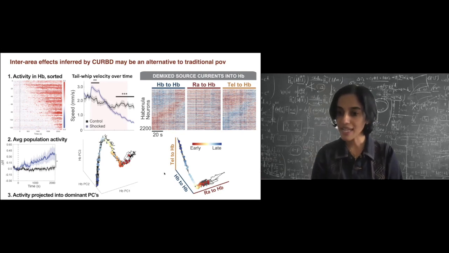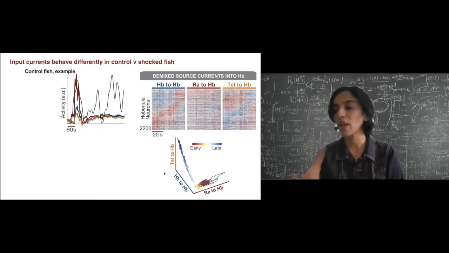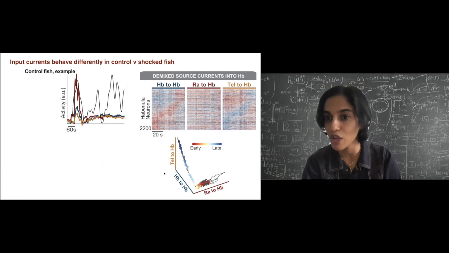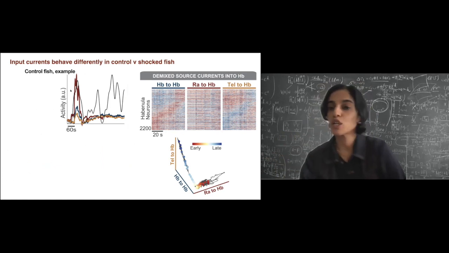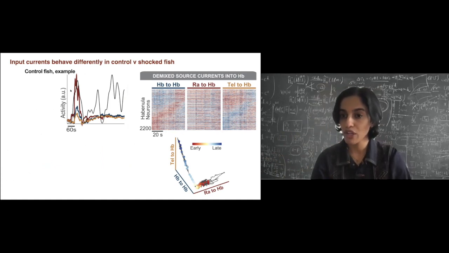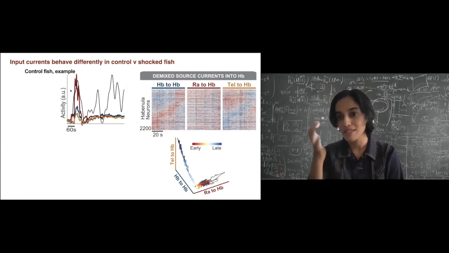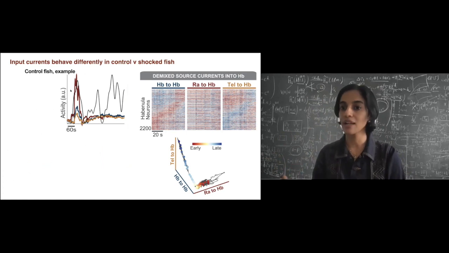Now, to really tell you what is going on, before I get to that one, let me show you what these things look like as a function of time. This is a control fish. I'm picking a random control fish out of the five that we have. These are fish that have not seen a shock. They're nonetheless head fixed. They're sitting there. So they wiggle their tails every once in a while.